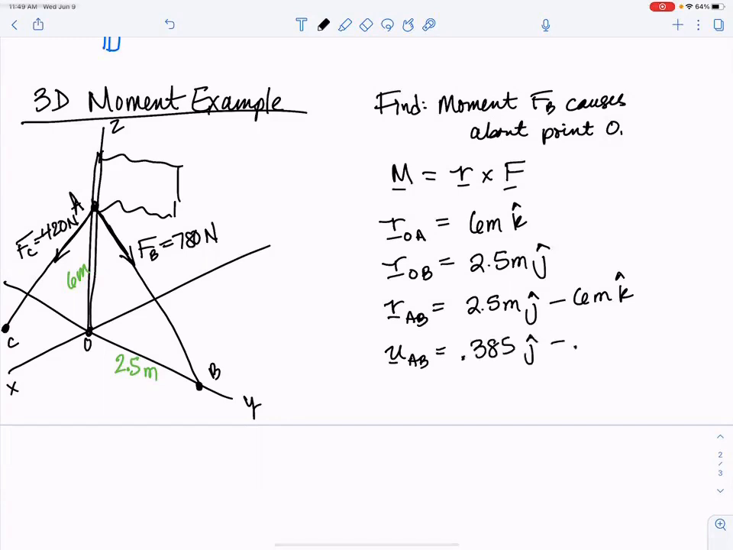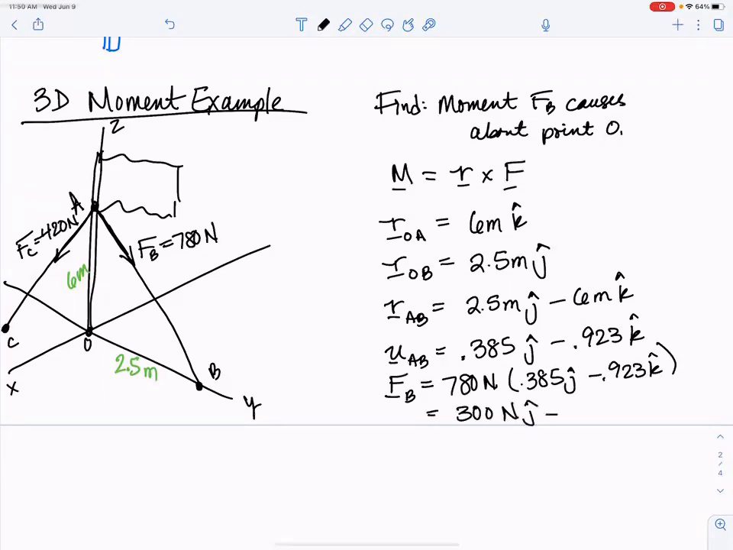0.385J minus 0.923K. They have to be both numbers smaller than 1 because this guy has to have a total length of 1. So when you square them and add them up, you get 1. Then my force, FB, expressed as a vector, is going to be 780 newtons times 0.385J minus 0.923K. I like to multiply it out at this point. I get 300 newtons in the J direction minus 720 newtons in the K direction.